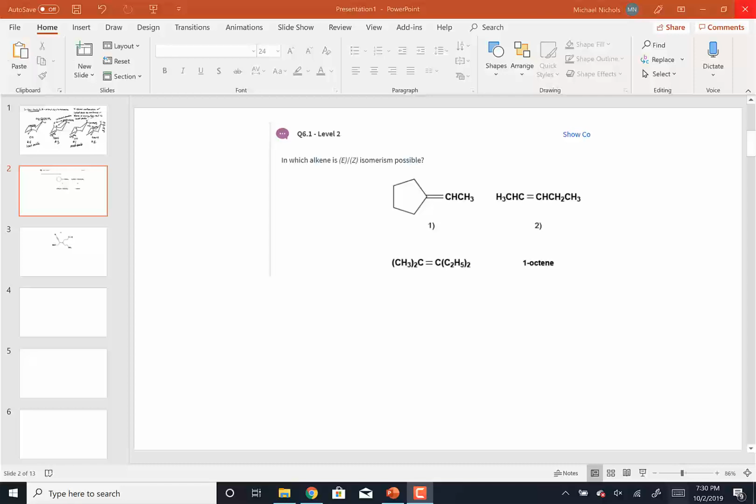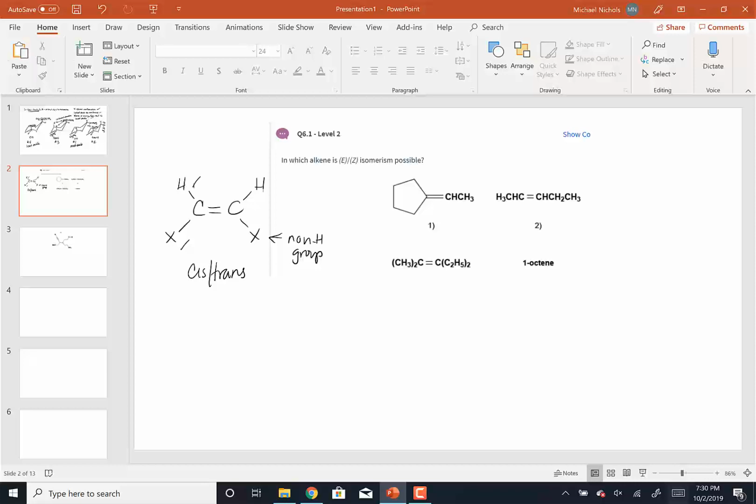So just indulge me for a moment. What's the difference between EZ and cis-trans? If you have a carbon-carbon double bond where you have a hydrogen and a non-hydrogen group, that's what X stands for. If you have a double bond where you have a hydrogen and a non-hydrogen group attached to each of the two carbons, we can use cis-trans to designate that stereochemistry.